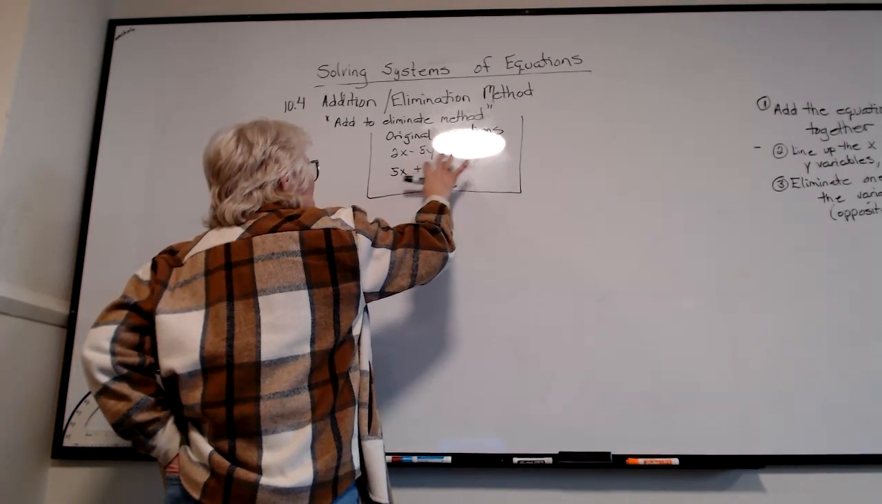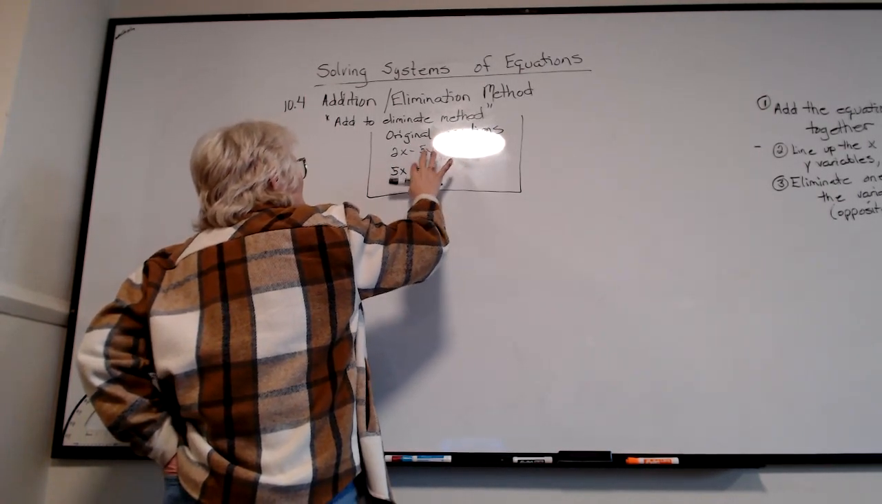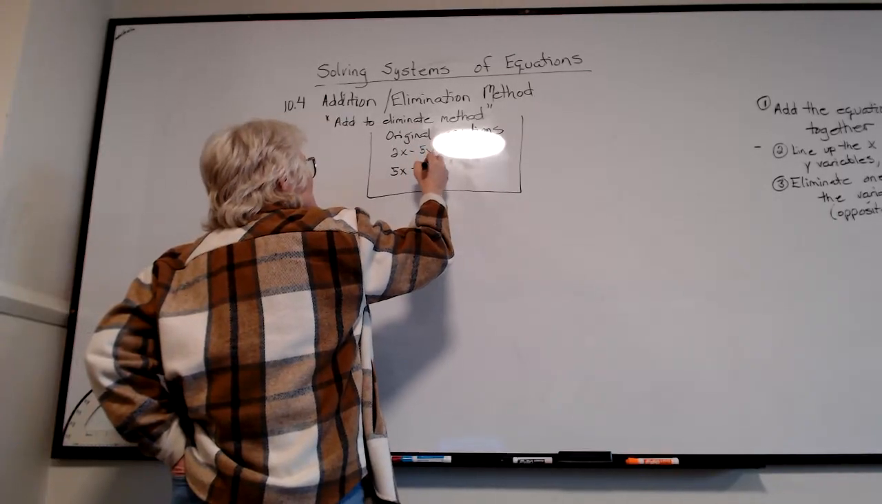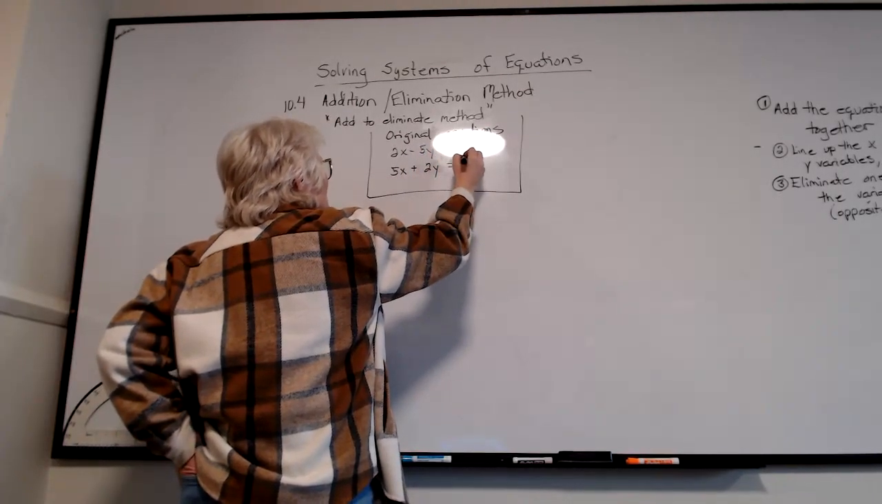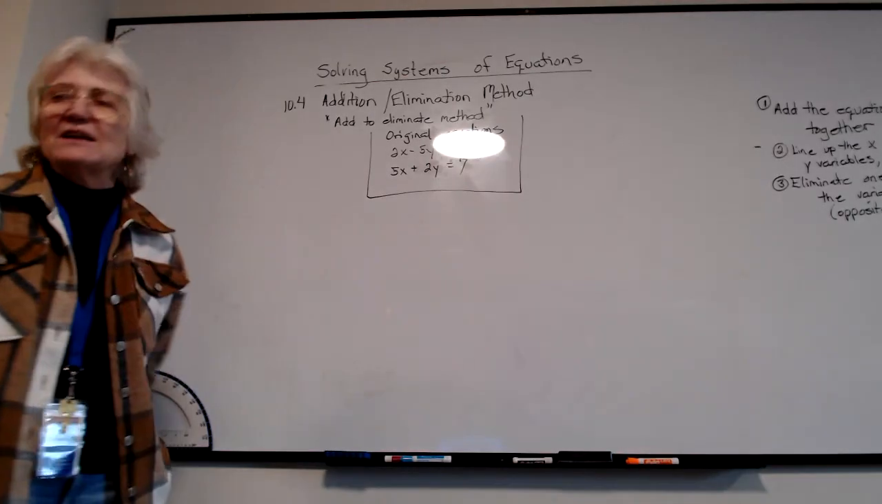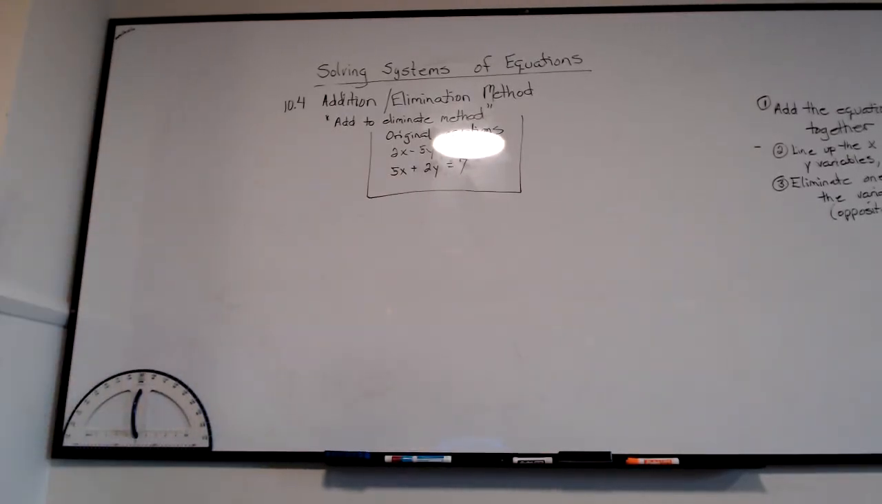No, we're not going to do that. Oh, yeah, we could. That works. Plus 2y equals 7. I have no idea what these are going to equal. Okay? 5x plus 2y.